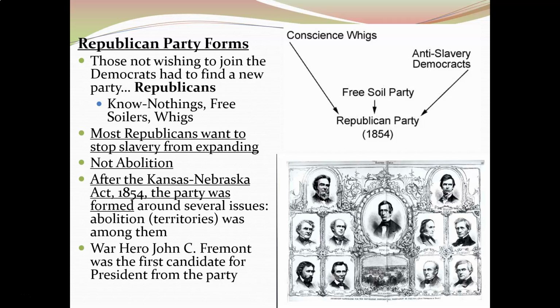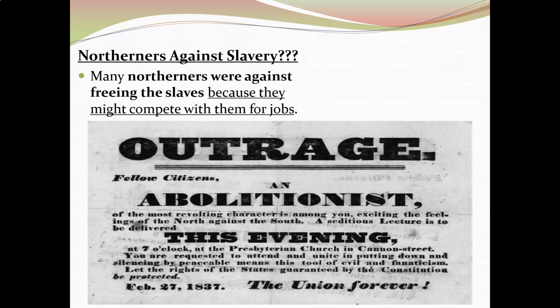Now, most Republicans wanted to stop slavery from expanding. The Republican Party at this time was against slavery. The Democratic Party was supporting slavery. After the Kansas-Nebraska Act in 1854, which we'll talk more about, the Republican Party forms around several issues, abolition being one of the biggest, specifically there in the territories and all this land. War hero John C. Fremont, who had fought in California and in the Mexican-American War, was the first candidate for president from this political party.